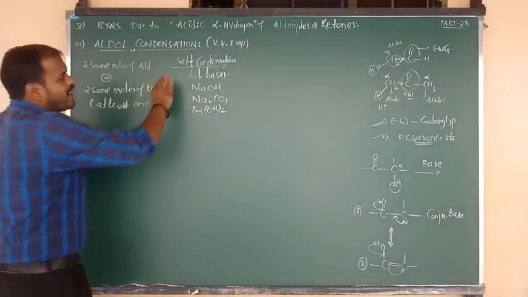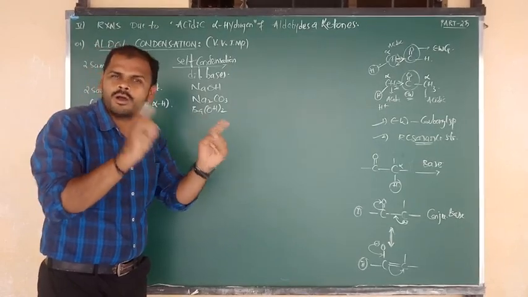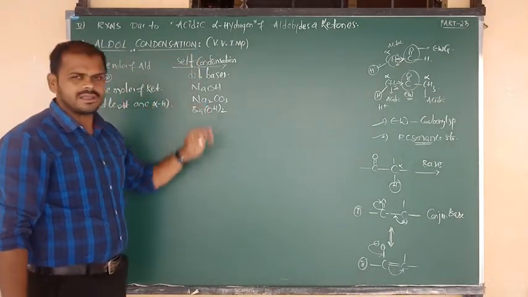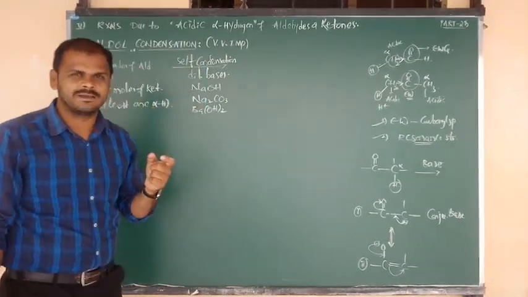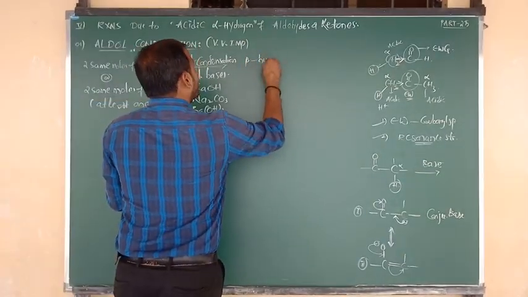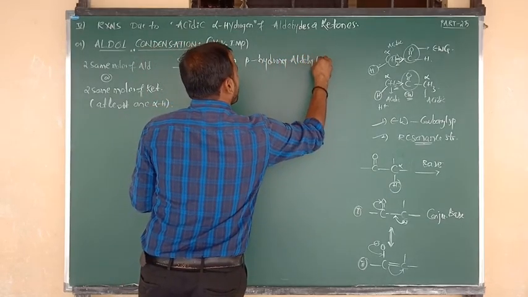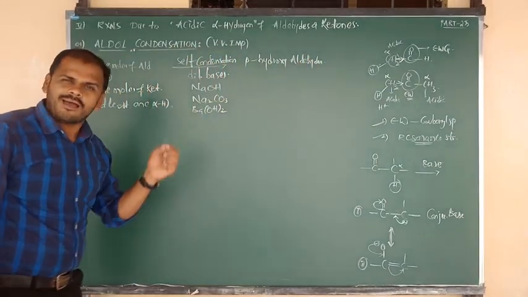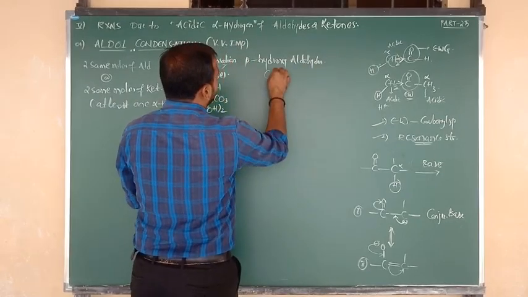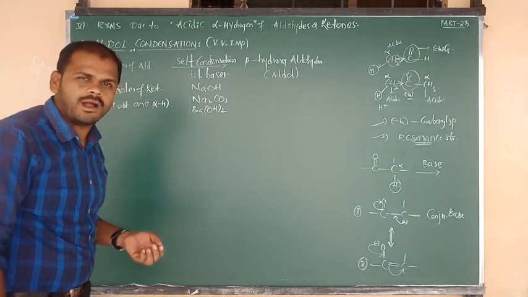aldehydes and ketones undergo self condensation. So upon condensation, what are the products you are going to get? Listen carefully. Two same moles of aldehydes upon self condensation in the presence of dilute bases form the product beta hydroxy aldehydes. Another name of this compound is aldol. Beta hydroxy aldehydes, otherwise we can say aldol.